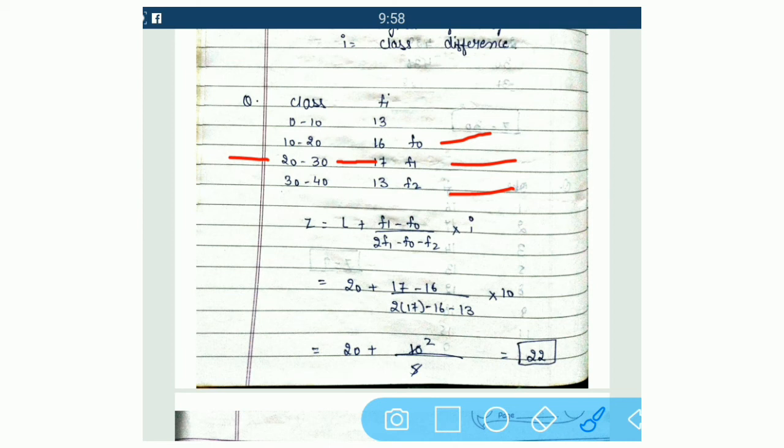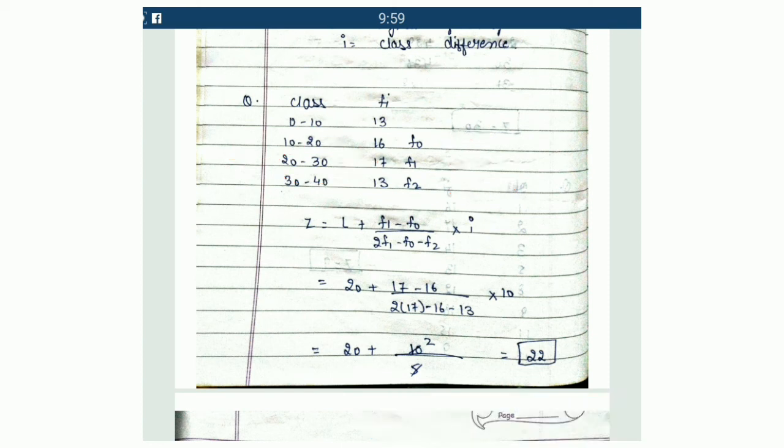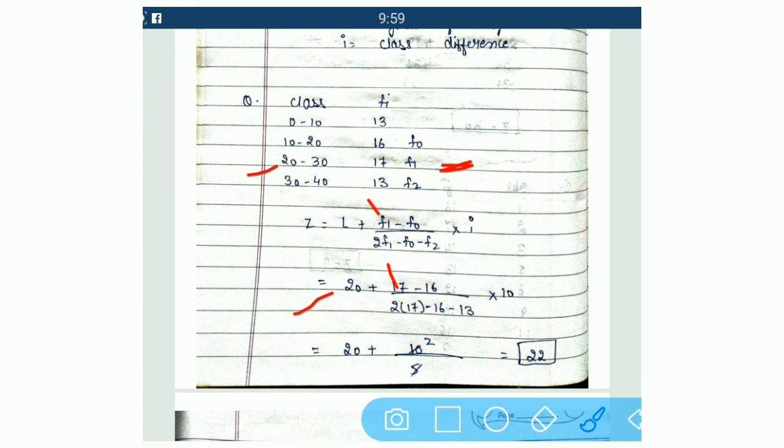Now let us put the values. L equals lower limit of the class. Now 20 to 30 is our class. तो इसमें lower limit क्या होगा? Lower limit होगा हमारा 20. So here 20 is put, plus F1. F1 that is the highest frequency, so we have put 17 over here, minus F0. F0 is 16, the above frequency, put 16 over here, divided by 2 into bracket 17 minus 16 minus 13.